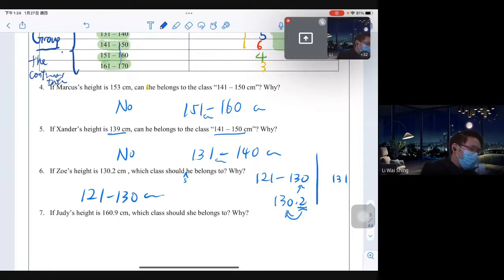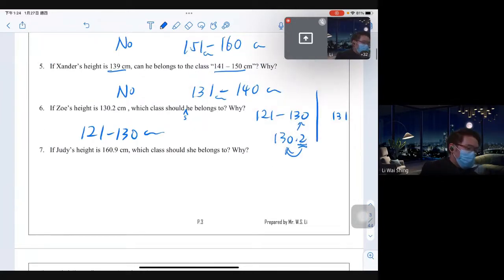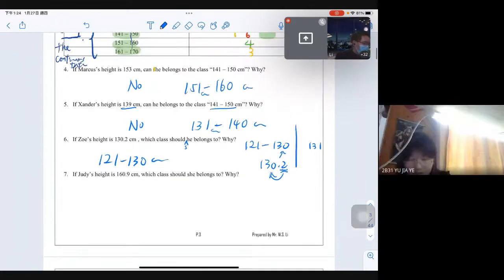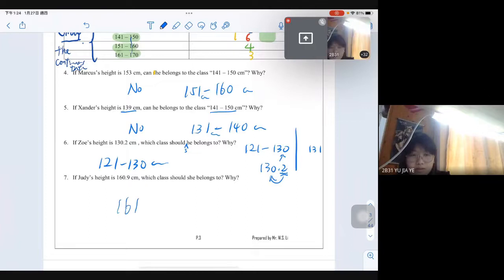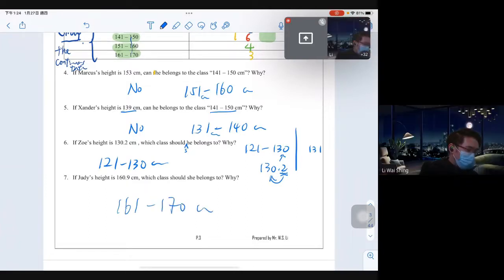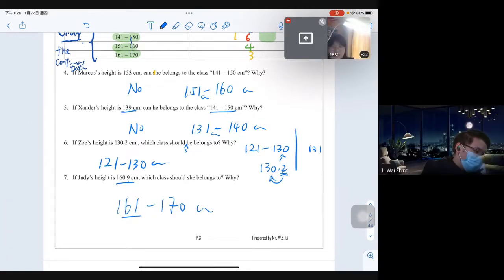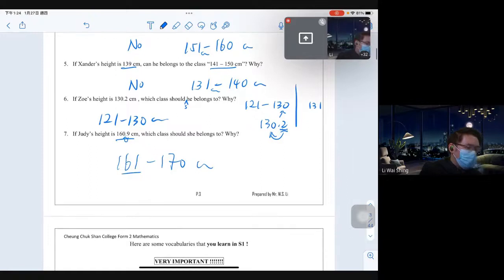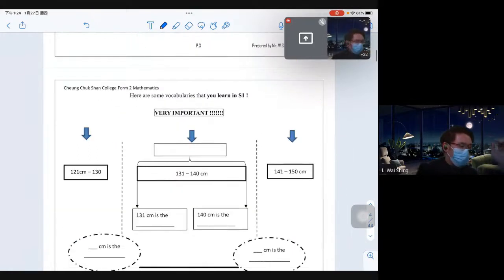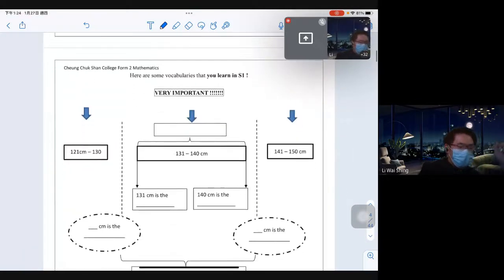So, Judy, what about you? 160.9, such a tall lady. 161 to 170. You are not 161, you are 160.9. Because of rounding off the number. Yes, you round off the number. Okay, can you feel it? It looks very similar to the things you have learned before.